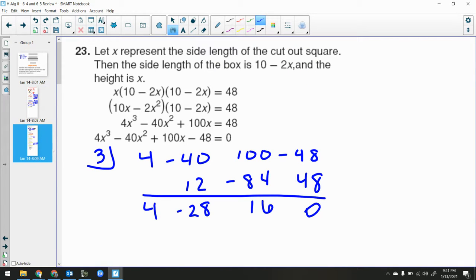All right, here's number 23. This is that volume of the box problem. So let x represent the side length of the cutout square. I believe it looked like this, right? Something like this.